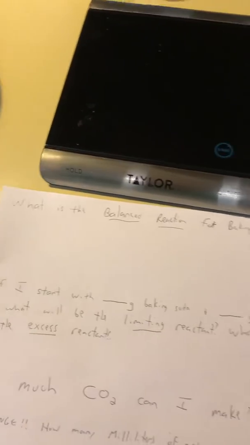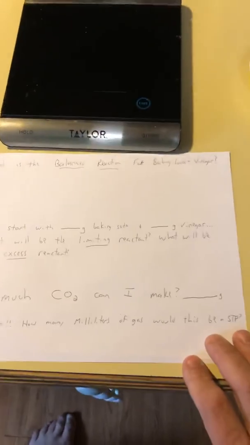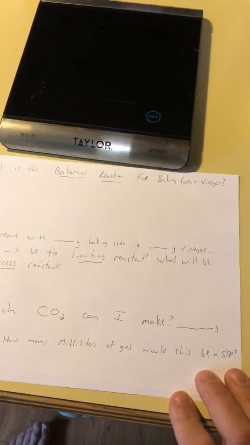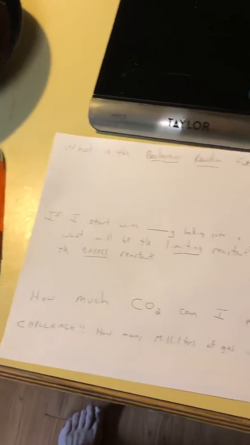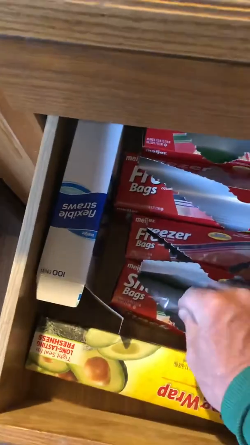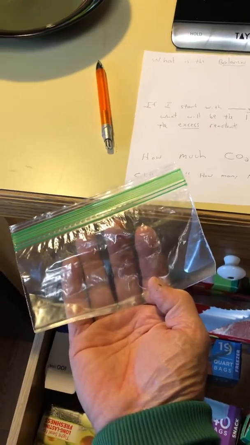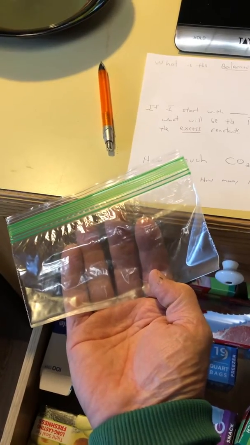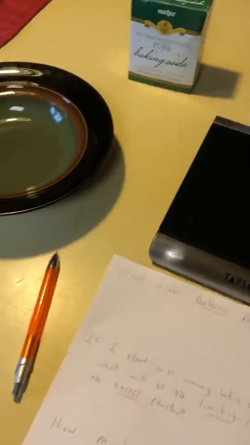I want you to figure out what's the limiting reactant, what's the excess reactant, and then how much, one of the products is going to be carbon dioxide gas, how much carbon dioxide can I make in grams? If you really want a challenge, you could figure out how many milliliters of gas that would be. And if you really want a challenge, you could even figure out exactly how much vinegar and baking soda to put into a Ziploc to perfectly inflate it. More of that later. So what do I got?